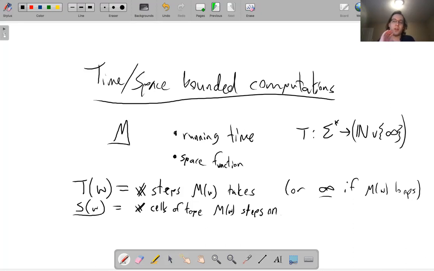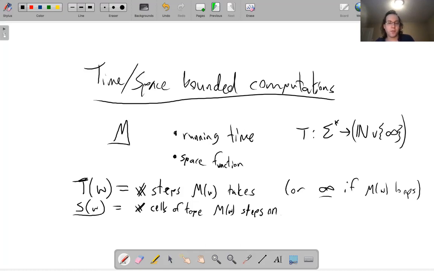We will usually only talk about halting Turing machines, but we will allow it to be infinity in case we have a machine that doesn't halt on some input. Okay, so then this is a definition of the time and space usage of M on a single input.